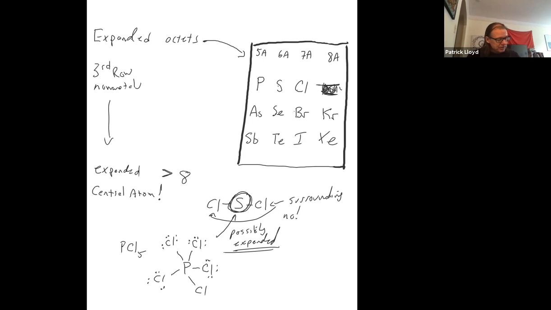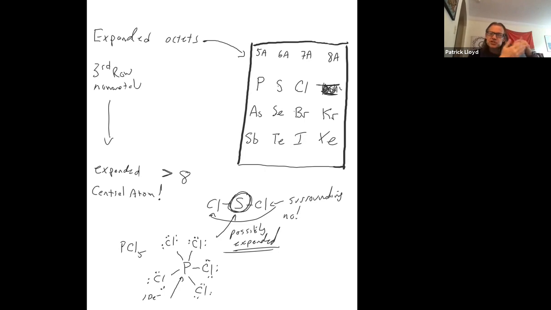So each of these chlorines is going to have 3 lone pairs and 1 single bond, okay? But notice the phosphorus, it has 10 valence electrons. 2, 4, 6, 8, 10. But how are you going to draw that if you have 5 chlorines and each one has to have a bond? You would have to have one of the chlorines not have a bond, and then it wouldn't be part of the structure. So you have to have an expanded octet there.